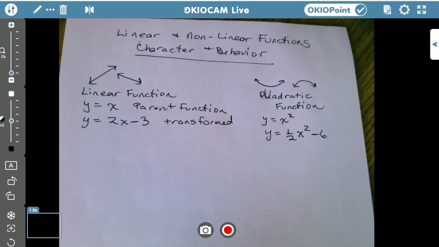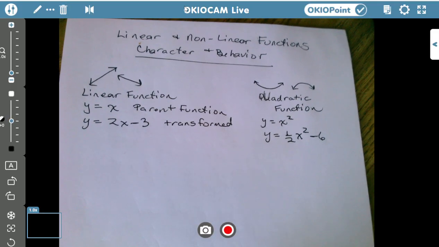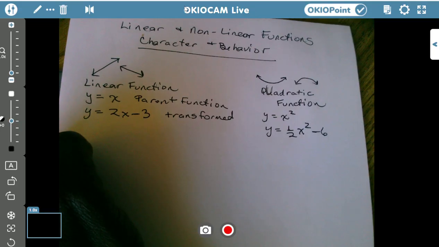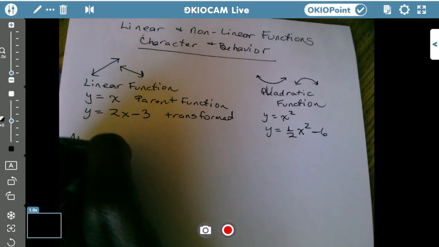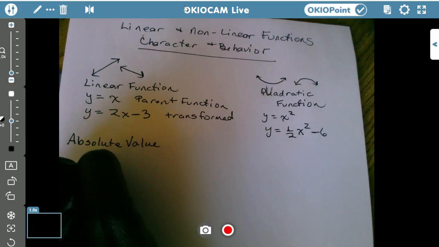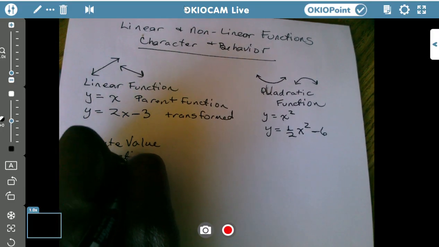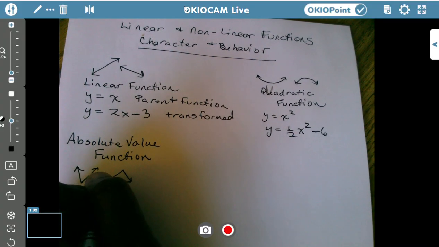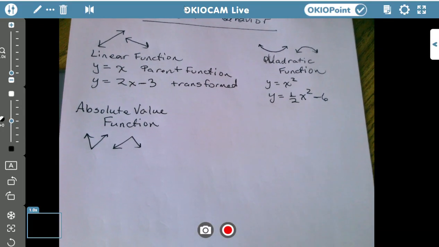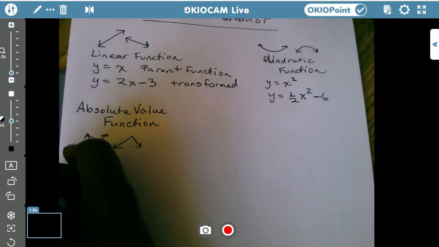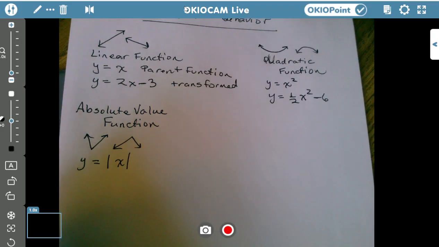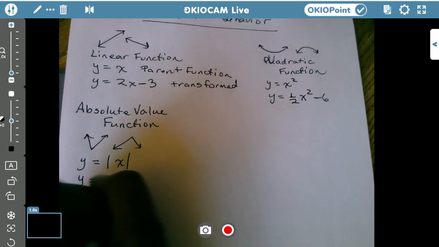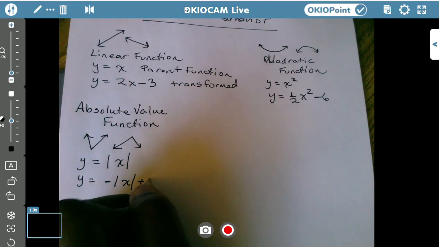The next function that I want you to draw is the absolute value function. The absolute value function has a V. And so we use the V in absolute value to help us remember the shape of the graph. The parent function is y equals the absolute value of x. A transform function could be y equals negative absolute value of x plus 3.